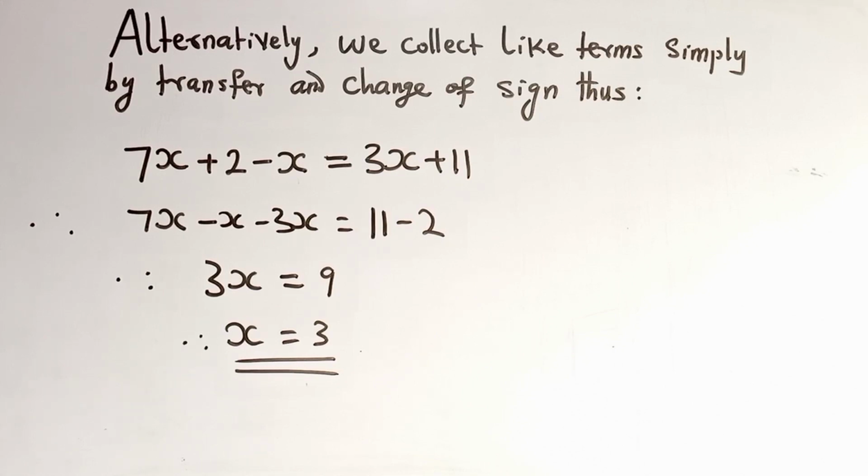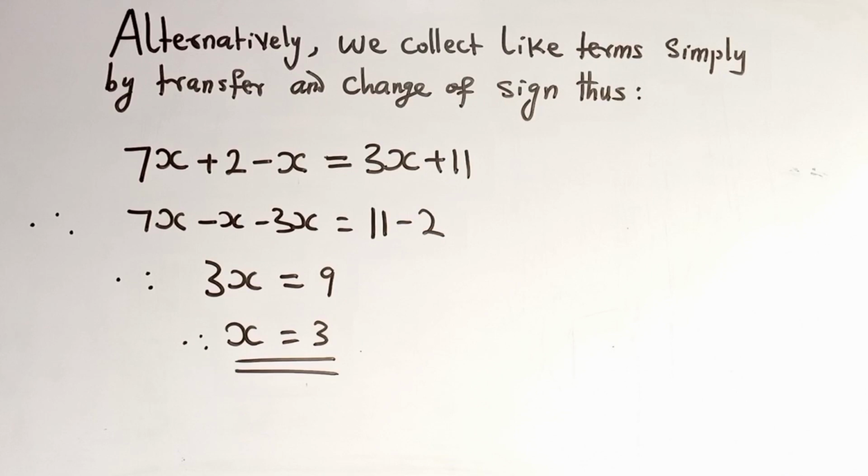So straight away, look at this same question we solved earlier. 7x plus 2 minus x is equal to 3x plus 11. I just transfer this 2 from here to here to become minus 2, and this 11 becomes minus 11, and transfer this 3x from here to here to become minus 3x. That's all. And then in the end, we have 3x is equal to 9, so that x is equal to 3 after being solved according to the skills we knew earlier. Does that make sense to you?